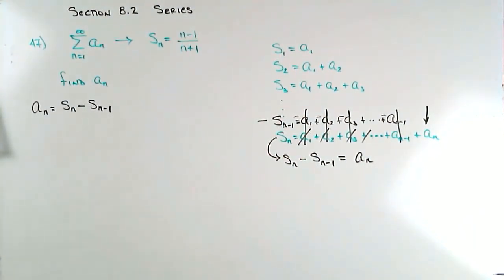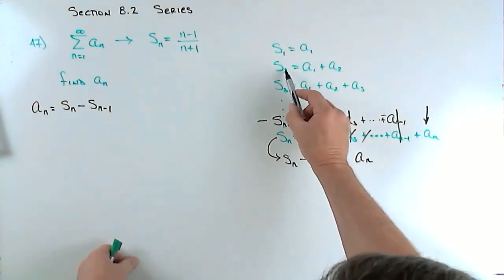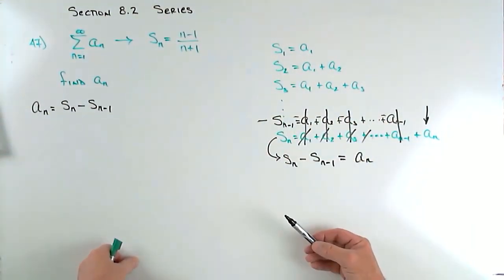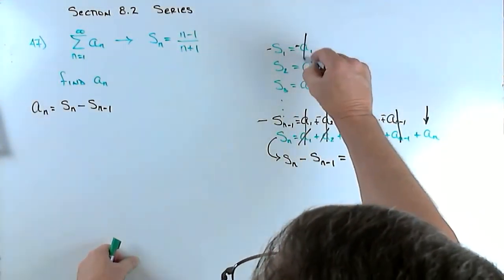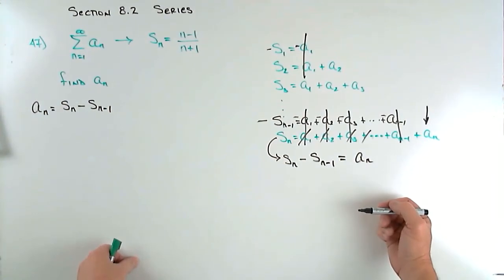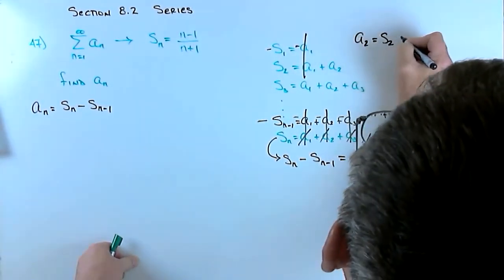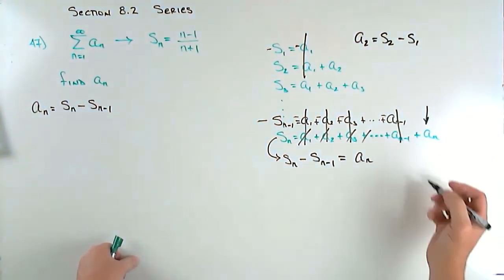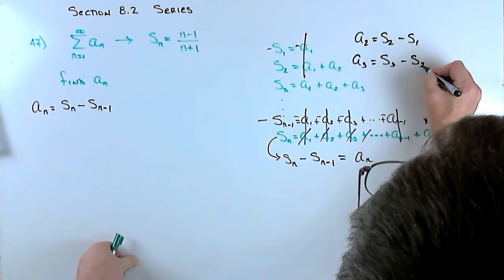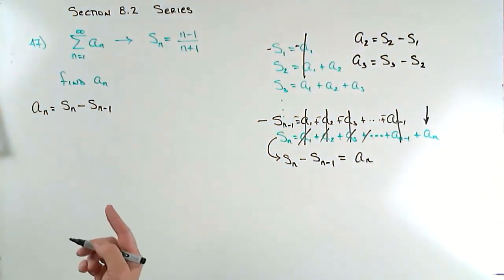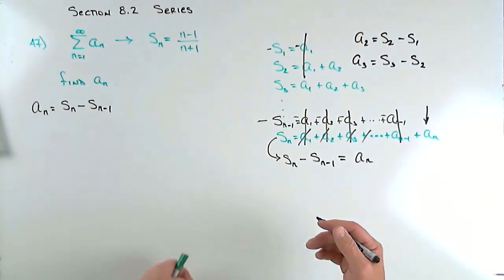The partial sum, if we wanted to find A sub 2, we would find it by taking S sub 2 minus S sub 1. S sub 2 minus S sub 1 would cancel these, and we'd have A sub 2. So A sub 2 is equal to S sub 2 minus S sub 1. A sub 3 is equal to S sub 3 minus S sub 2. So by the extension of that, A sub n is S sub n minus S sub n minus 1.